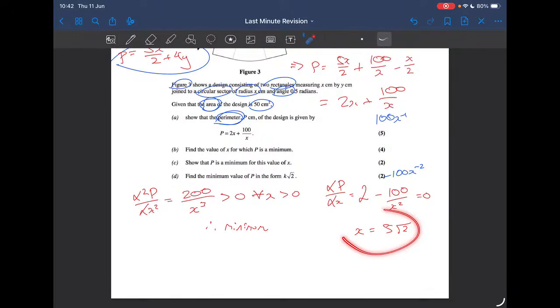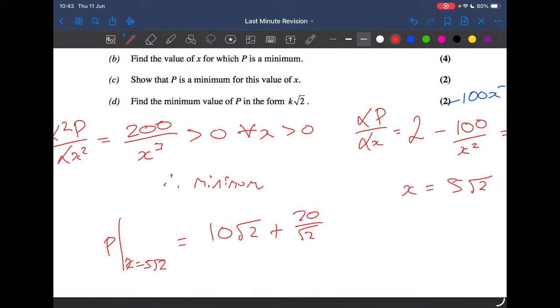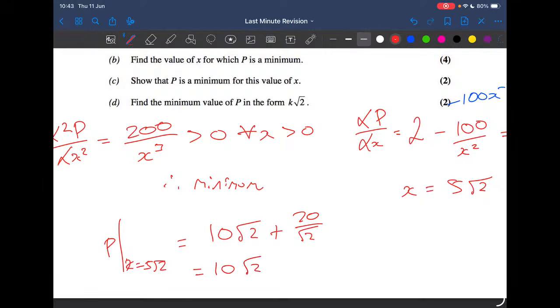So we had it occurs at 5 root 2. We want to take that and plug it back into the original thing for the perimeter. So perimeter evaluated when x is 5 root 2. We do 2 times that, so it's going to be 10 root 2 plus 100 on that. So 100 on 5 is 20, 20 on root 2. We've still got the 10 root 2 at the front. Times here, top and bottom by root 2. On the bottom, it's 2, with the 20 makes a 10. That's another 10 root 2. So all together, I think 20 root 2.